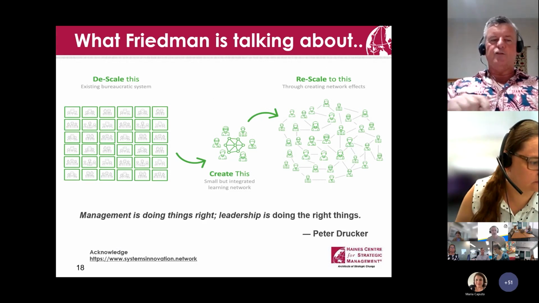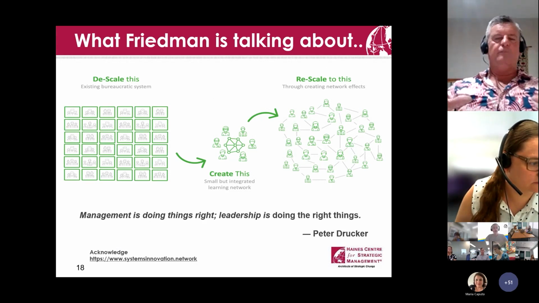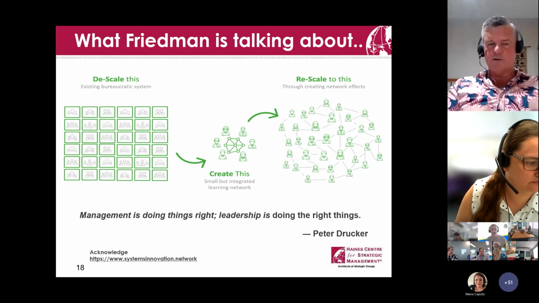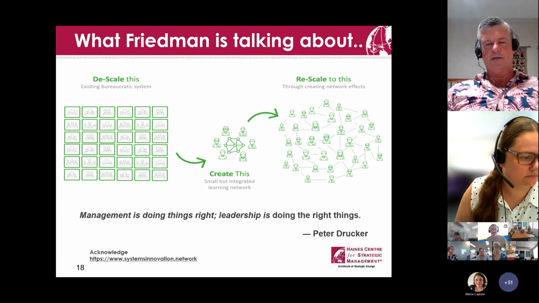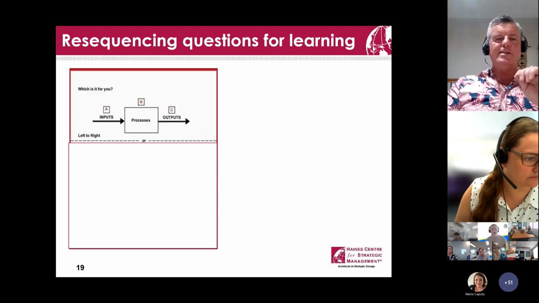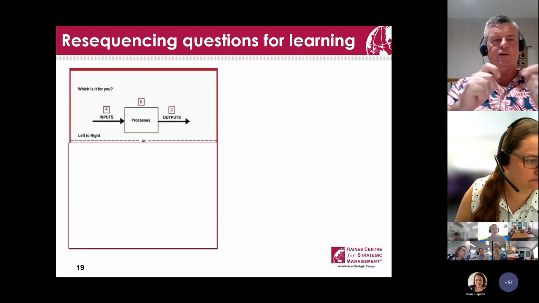This is very consistent with another systems thinker that I'm a great fan of, Peter Drucker. He says, management is about doing things right. Leadership is about figuring out how to do the right things. It sounds very subtle, but it's quite profound, the two things. So just to illustrate, I'll go to this notion of resequencing questions for learning.